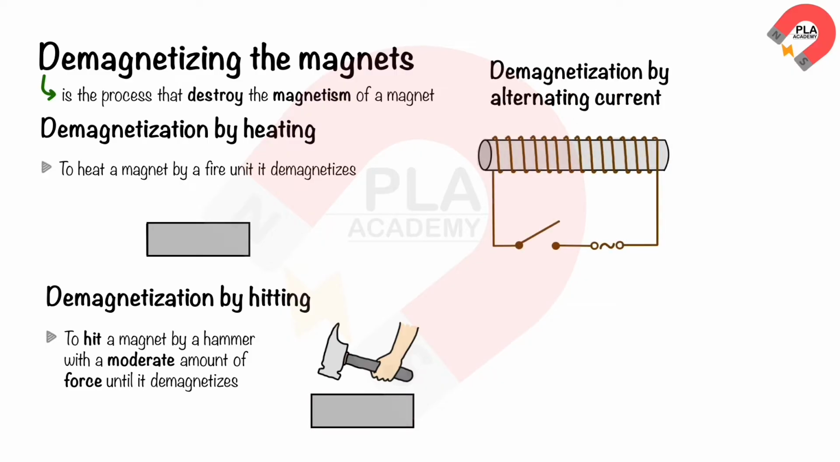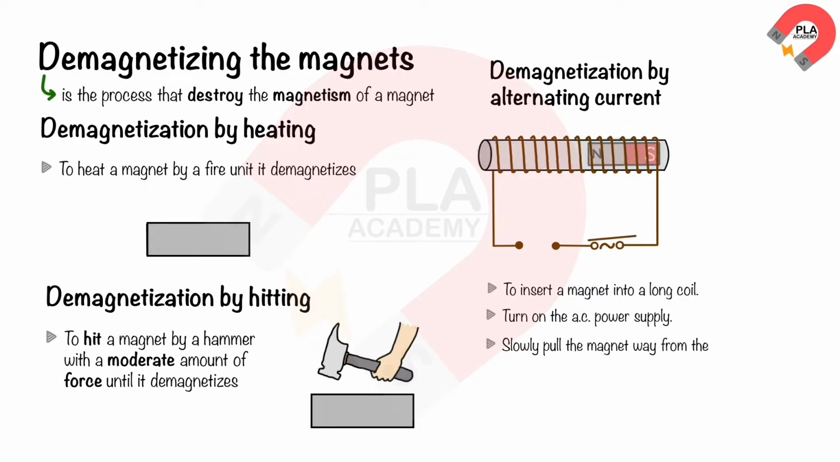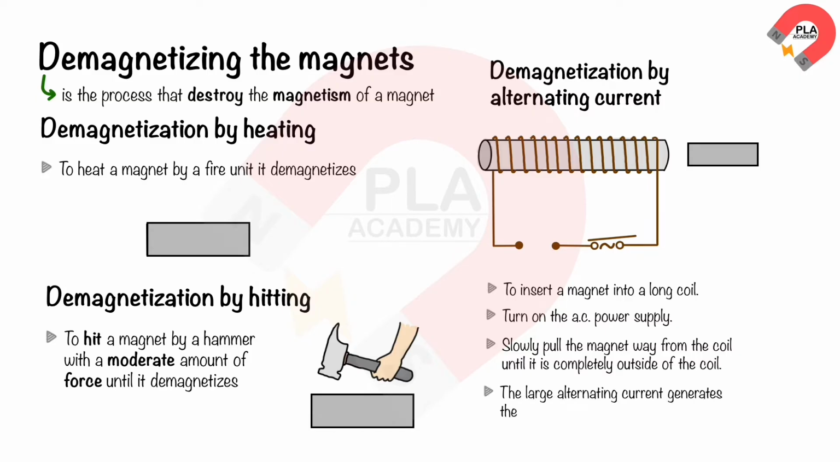Demagnetization by alternating current. Insert a magnet into a long coil. Turn on the AC power supply. Slowly pull the magnet away from the coil until it is completely outside of the coil. The large alternating current generates a changing magnetic field to demagnetize the magnet. Don't keep a magnet in the coil, because it cannot be completely demagnetized.